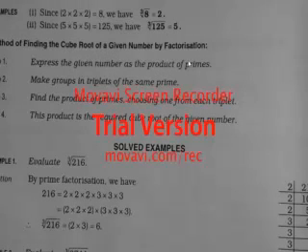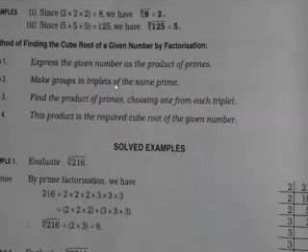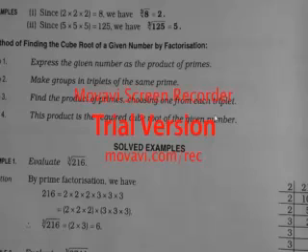Okay, so let's see, express the given number as the product of primes. Okay, prime factorization you have to do. Make the group in triplets of the same prime. Find the product of the primes, choosing one from each triplet. When we write root, then we take one number from each triplet. Okay, and that product only becomes the root. You can see this product is required cube root, sorry, square root, not cube root. So this product is required cube root of the given number.